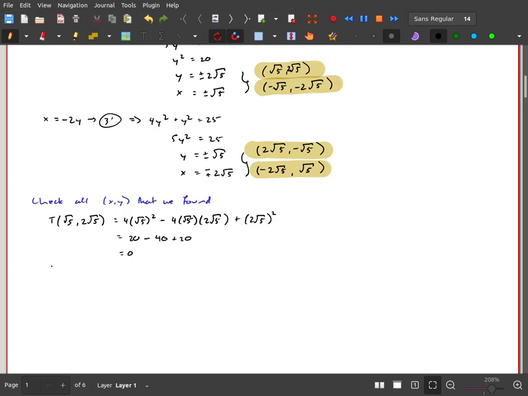Then let's check the negative of that. This will also be the same because the negative signs will all cancel out. So that will also be equal to 0. You can check this, but they all cancel out. So it means that at these 2 points, we have a temperature of 0. So that will be our lowest temperature. I don't think we're going to get anything lower than 0.